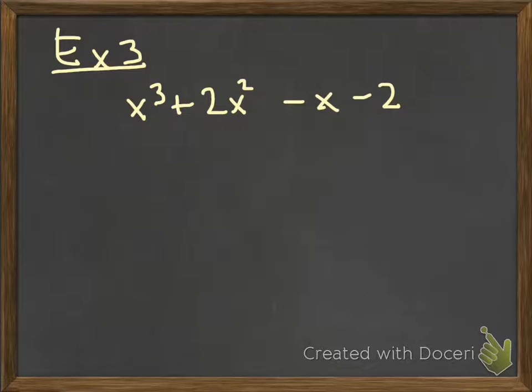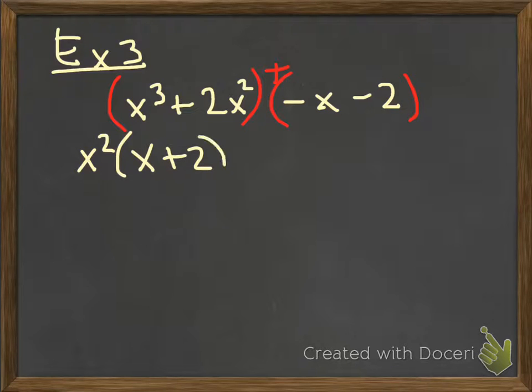Okay, example 3, x to the third plus 2x squared minus x minus 2. This is the first group. This is the second group. There's a plus in the middle. Okay, what can I pull out of the first one? The greatest common factor is x squared. That leaves me with x plus 2.